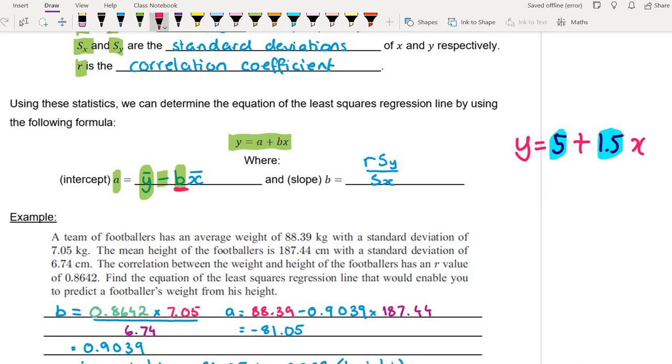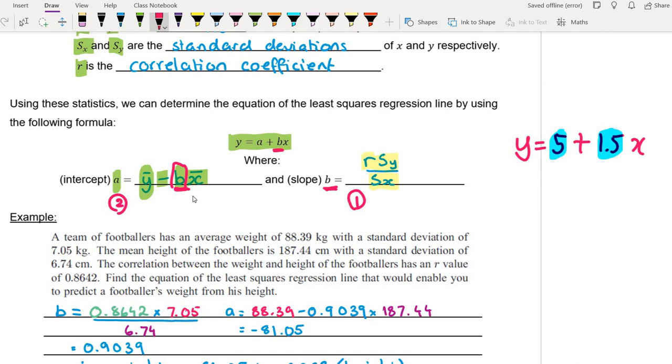So B is the value, same value as this B here, and also this B here, times the mean of X. And to find B, all we need to do is take the R value, times the standard deviation of Y, divided by the standard deviation of X. So in reality, we'll do this first and this second, because to do A, you need the value of B. And to find the value of B, you can do it this way.